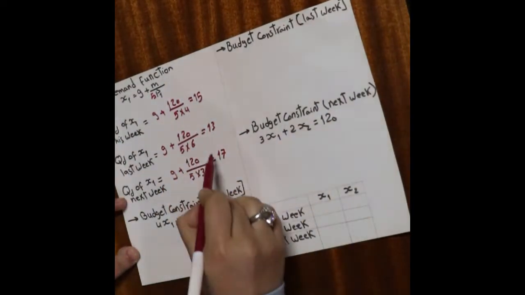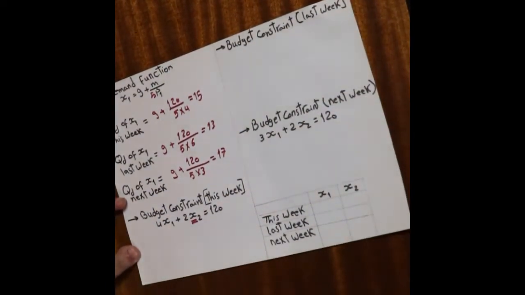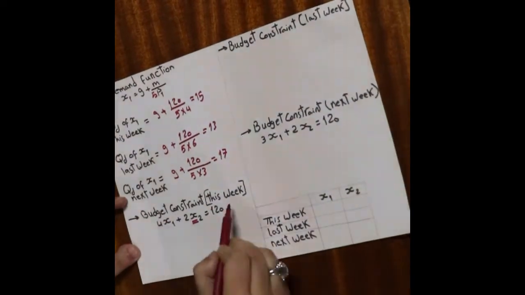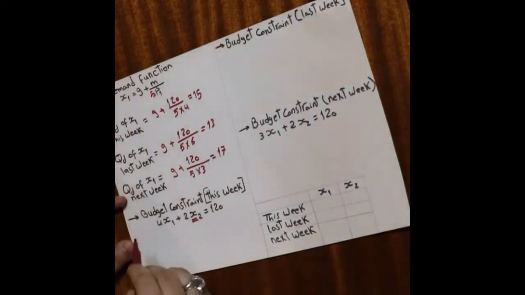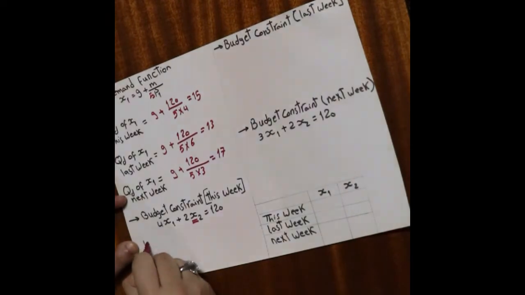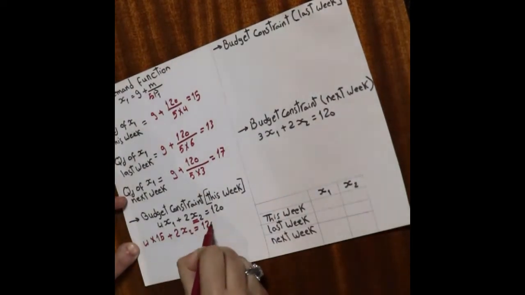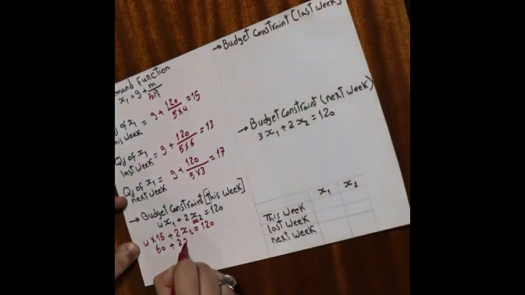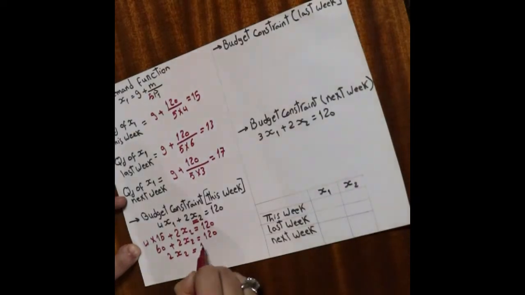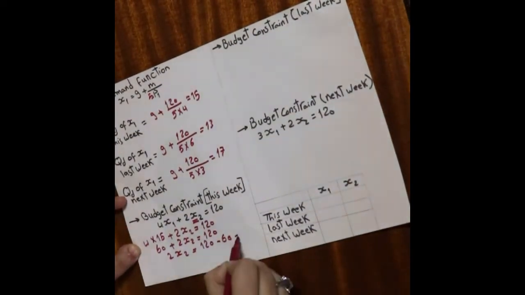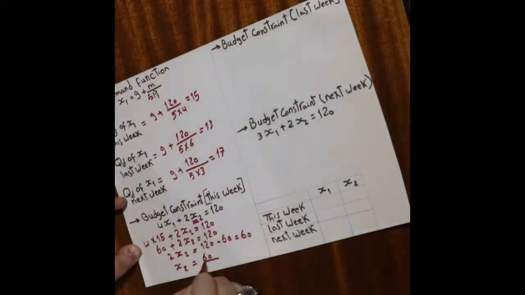We will set these values in the budget constraint equations to find the x2 values. First equation, this week: 4x1 plus 2x2 equals 120. 4 multiplied by 15 plus 2x2 equals 120. 60 plus 2x2 equals 120. 2x2 equals 120 minus 60 equals 60. So x2 equals 60 over 2 equals 30.